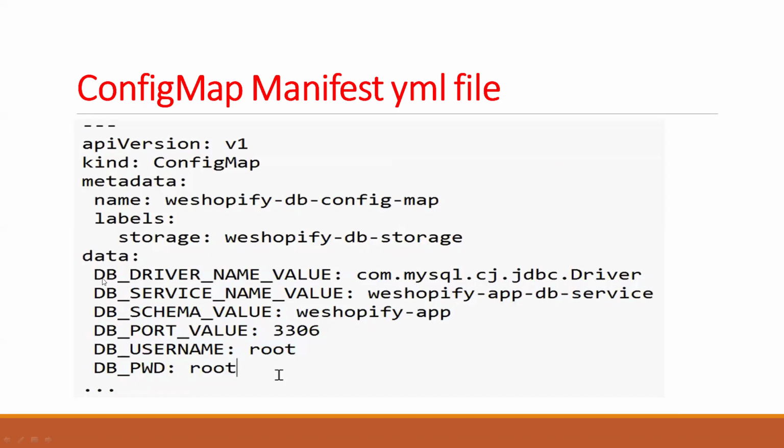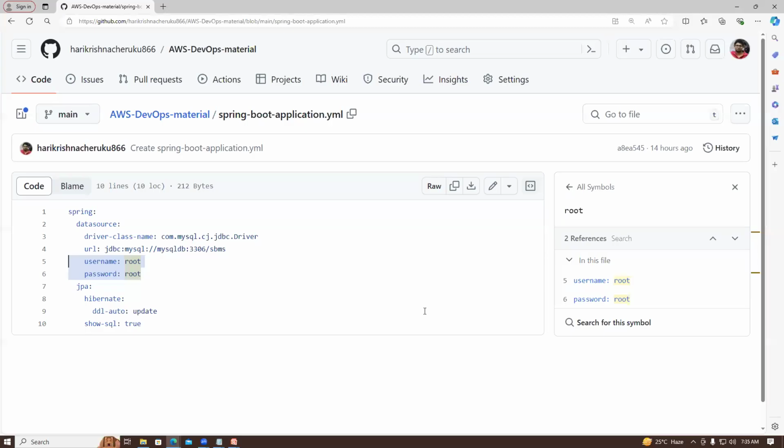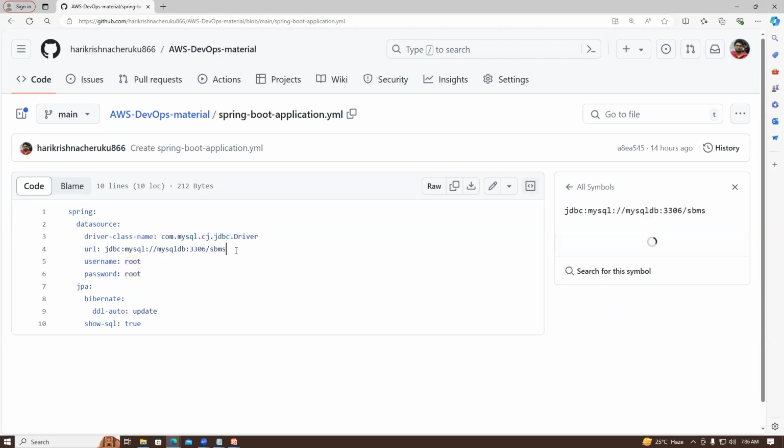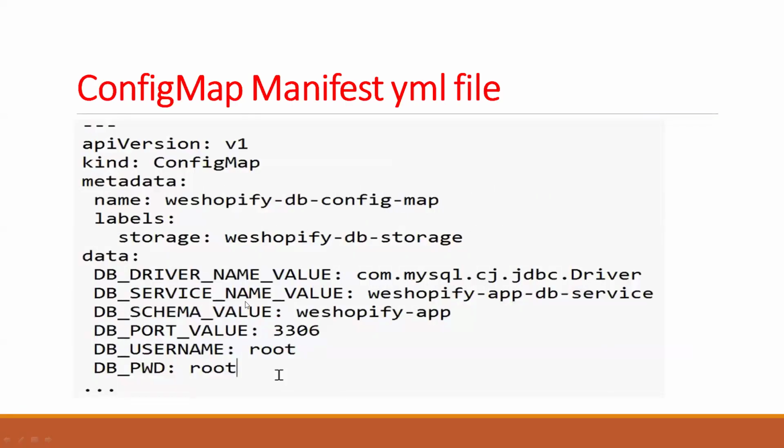So data: DB driver name value. What is the DB driver name value? com.mysql.cj.jdbc.Driver. For example, this is the driver name. What is the DB server name value? vshopify app DB service. And what is the schema value? vshopify app. What is the DB port? The port is 3306. Then username and password.